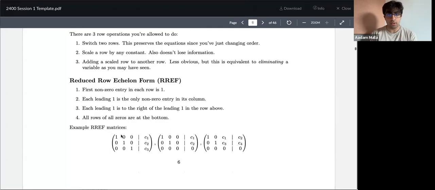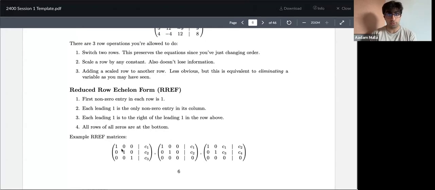Okay, so here are some examples of row reduced echelon forms. Let's go through the 4 things that define it. The first non-zero entry in each row is 1. So if you look at this example right here, there are no numbers below here. That's 0. The non-zero entry in each row is 1.